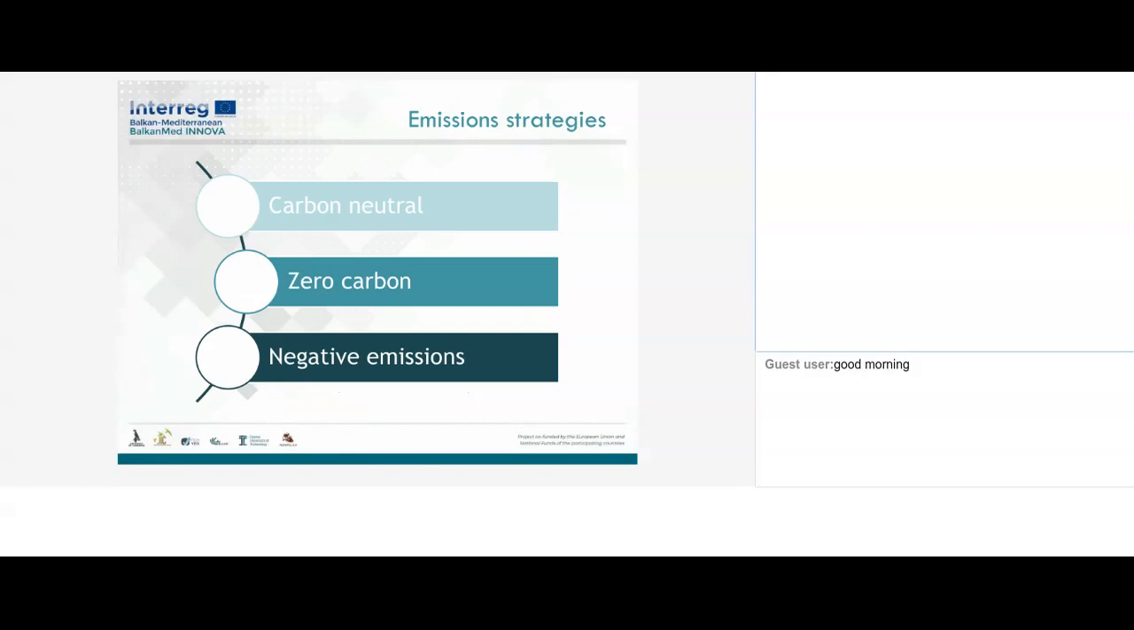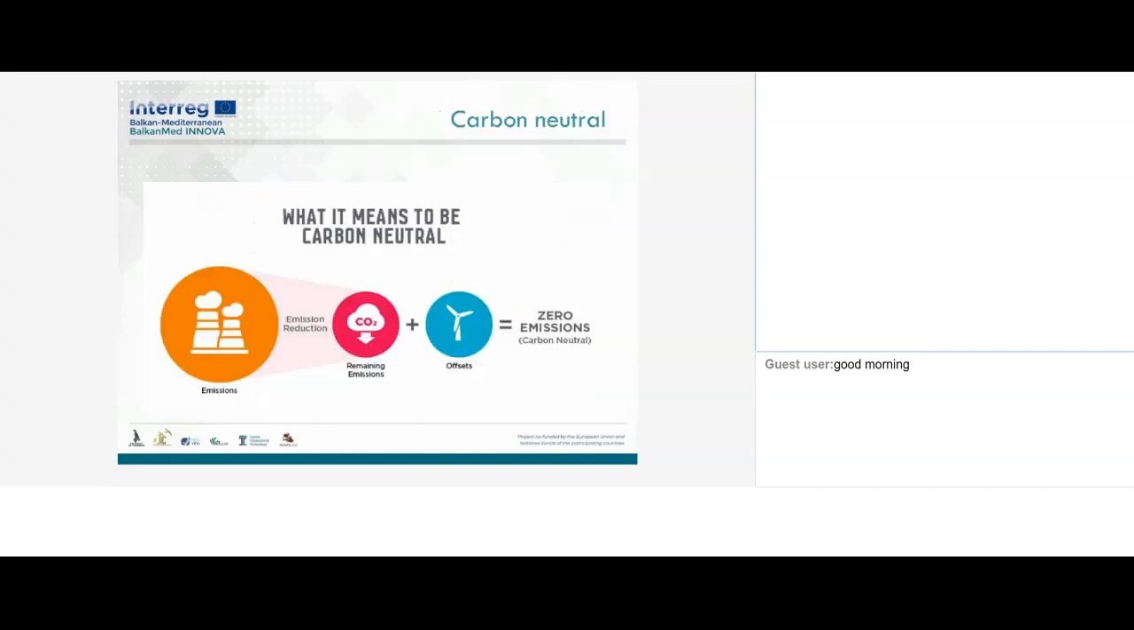So let's move now to the several emission strategies that are being developed in order to cope with the impacts of carbon and global warming, in order to cope with the environmental cost of our energy use. It's basically these three strategies. They can have different meanings depending on the level at which you study them, but they are more or less the carbon neutral strategy, the zero carbon strategy, and the negative emissions strategy.